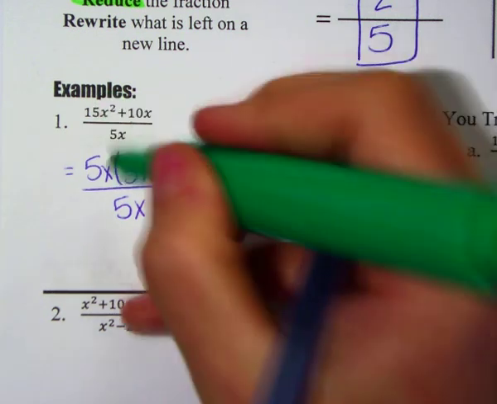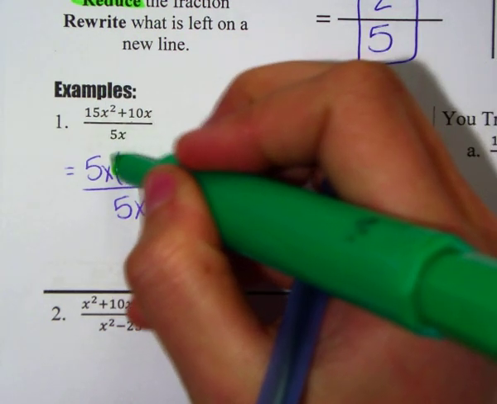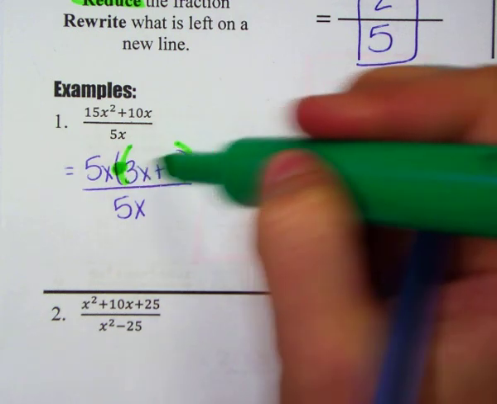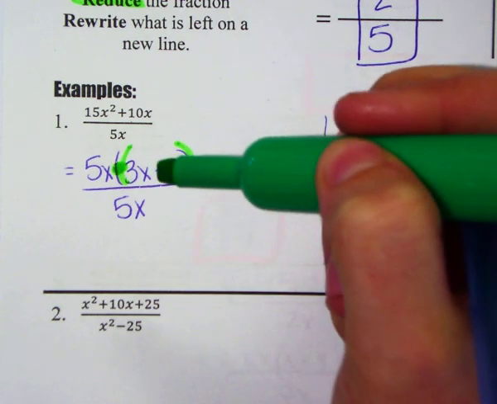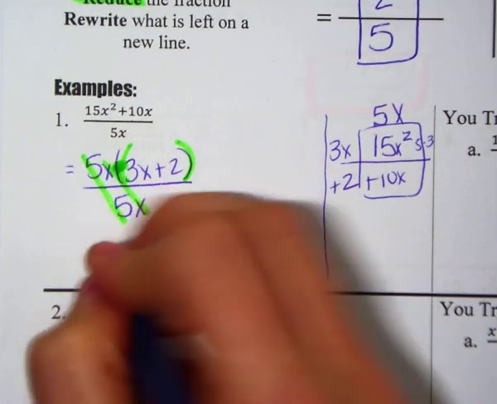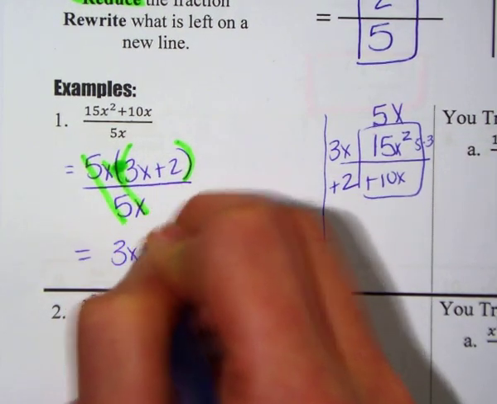Okay? Now, since this is multiplication, and by the way, this parentheses really protects this stuff. We can't reduce anything inside of there, only stuff outside of it. Anything over itself is 1, so we're left with just 3x plus 2.